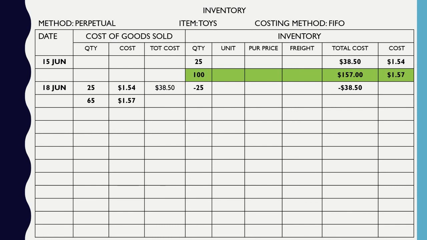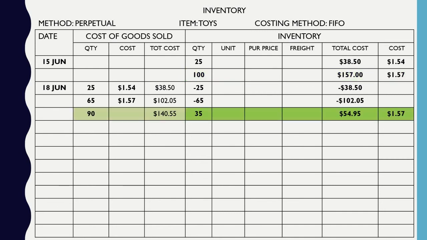on June 10. I know that it's going to be $1.57 because that's what the cost per item is. So I need to take out 65 of that. So I need to multiply that to get me a grand total of $102.05. So I'm also going to subtract that out. So it's going to give me an ending remaining balance left in my inventory on hand of 35 units at $1.57, for a grand total of $54.95.